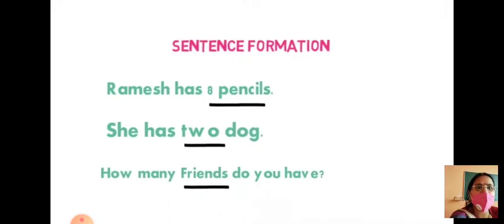And when we talk about sentence formation, here you can see 3 types of sentences given to you. Ramesh has 8 pencils, a number is given. She has 2 dogs. Now two, we have used the numerical words. You can use 6th, 10th, like this also. Ordinal numbers you can also use. How many friends? Now friend is singular, but by using S we made it plural. So this kind of sentences can be used for countable nouns.